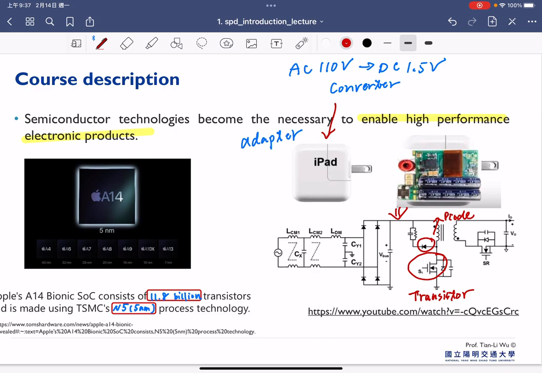In general, when we deal with electrical energy conversion or transportation, and this kind of device, circuit or system, we generally call this power electronics. And inside power electronics, the most important device is what we call the power semiconductor device.